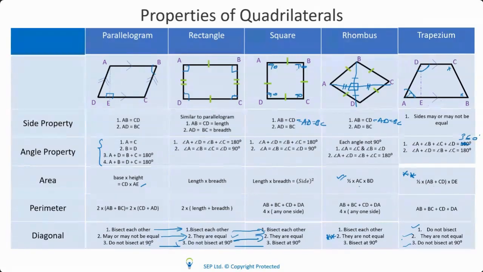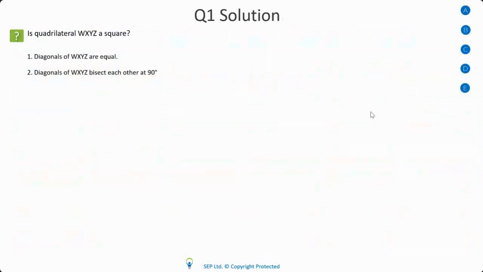Now, if you have this in front of you, if you have taken a screenshot, let's go to the question and see how quickly, if we know the property, we can solve the question. In this question, I've been asked whether the quadrilateral is a square. I now know all the properties, assuming that I know it. I'll go to the first statement. I'll see that it's given that the diagonals are equal.